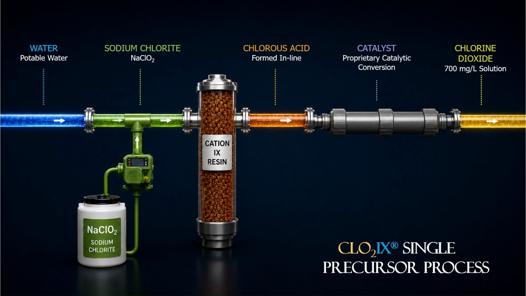The single precursor process begins with sodium chlorite. The sodium chlorite passes through a cation exchange resin where sodium ions are exchanged for hydrogen ions, producing chlorous acid. The chlorous acid is then immediately converted into chlorine dioxide using our patented catalytic technology. This process eliminates the need for excess acid, accommodates alkalinity, and produces a pure chlorous acid solution.